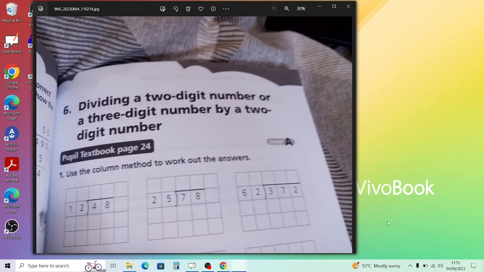And page 37, we've got column method again. So these have been done before, so you can try that. It should be straightforward. Page 3, again, column method. Question 4, shall we do 4B?